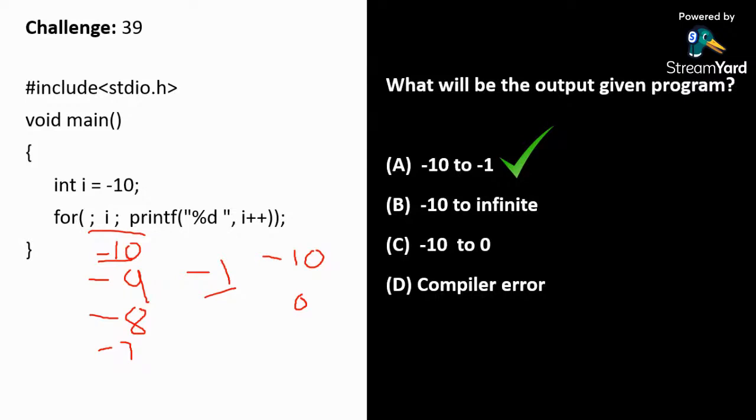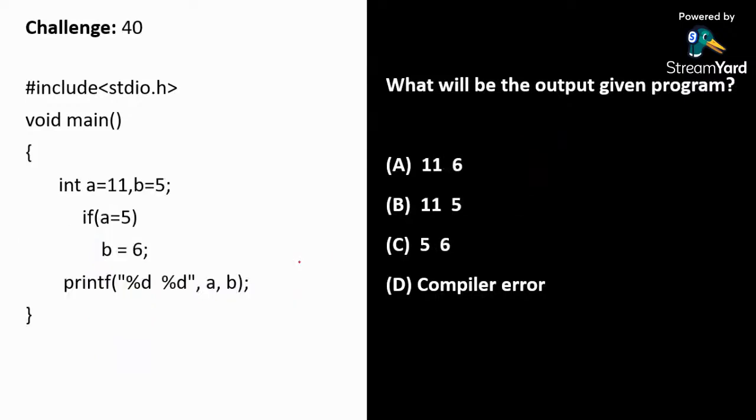So moving on to the next question. Yeah, this is what I was asking you guys. A is equal to 11, B is equal to 5. So if A is equal to 5, B is equal to 6. So here, is it checking whether A is equal to 5? No. In order to check whether A is equal to 5, it should be A double equal to 5. Correct? Double equal to has to be there.